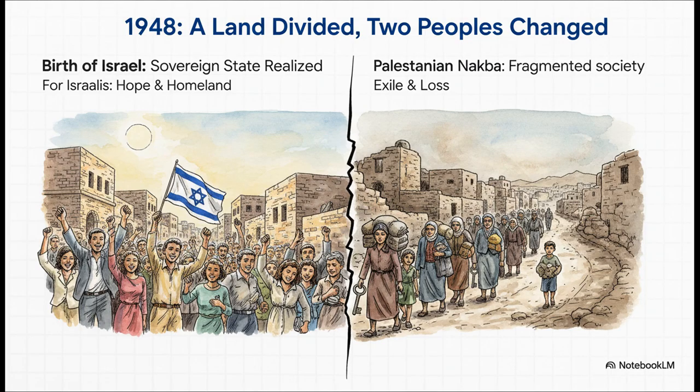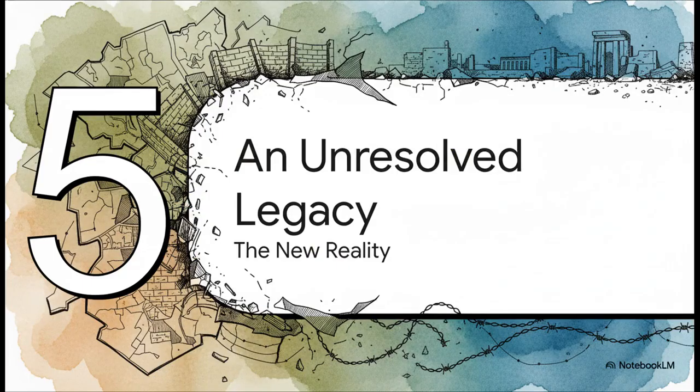For Israelis, it's the fulfillment of a long-held dream, their own sovereign nation, a safe haven. But for Palestinians, it's the exact opposite. Their society is torn apart, their own dreams of a nation are crushed, and hundreds of their villages are wiped off the map. So, the end of the war didn't bring peace, not even close. Instead, the armistice lines of 1949 just sort of froze the conflict in place, creating a tense new reality that would shape the Middle East for decades to come.